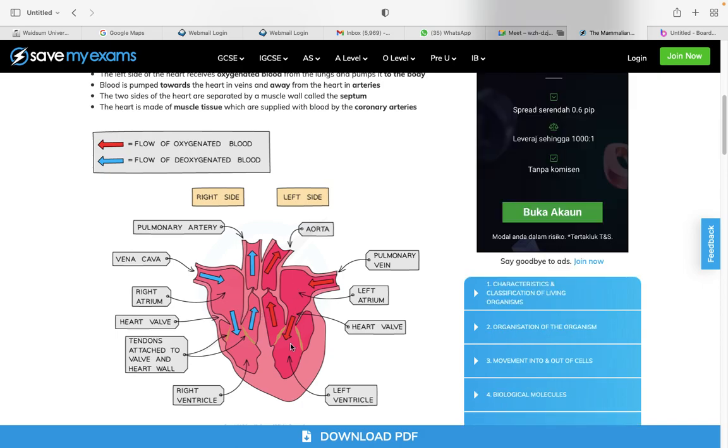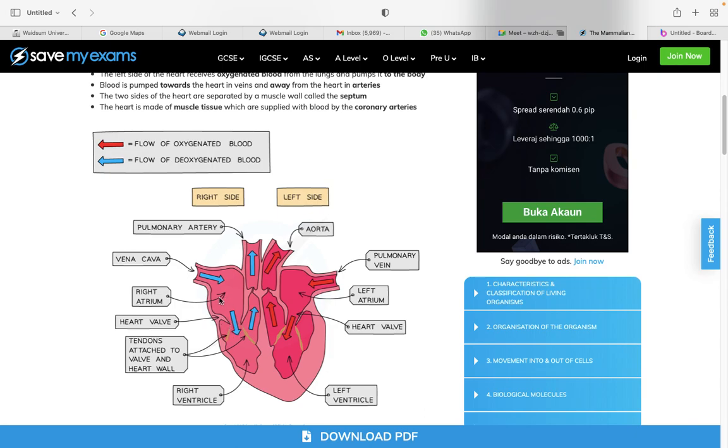So when the blood gets here, then it will move into this place, into the biggest artery called the aorta, which takes the blood to the rest of the body. So what you see here is the heart, the mammalian heart, and the labeling of every part of it. Here there is a valve.